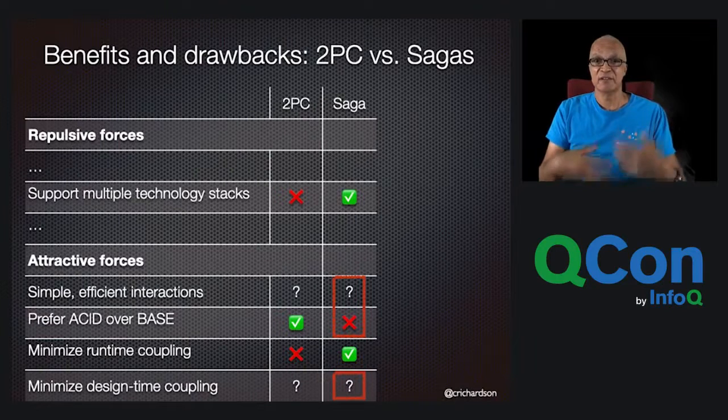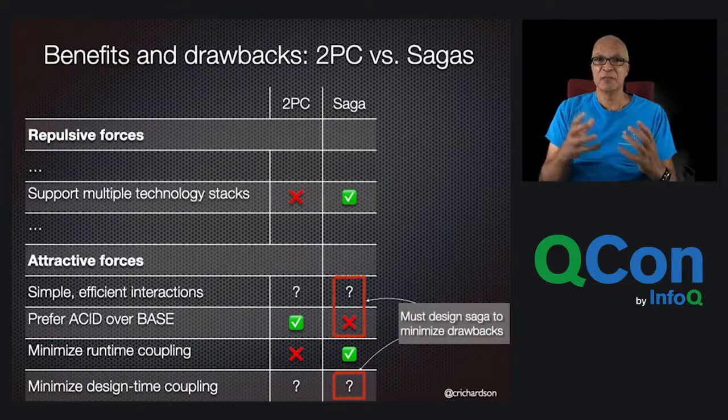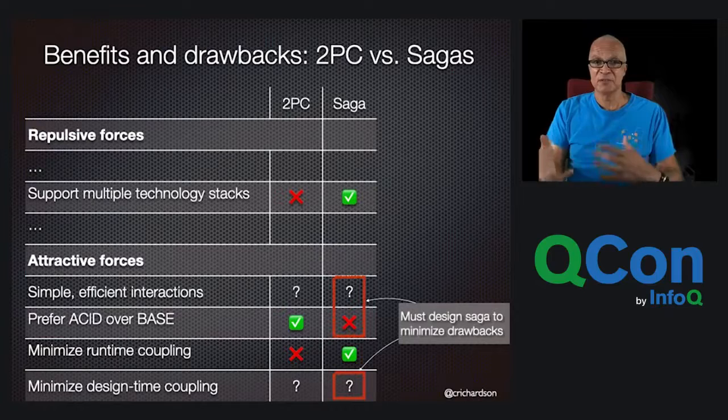However, sagas are eventually consistent, which is a more complex programming model. Interactions are potentially complex and inefficient. The participants are potentially coupled from a design time perspective. Consequently, we need to design the saga in a way that attempts to resolve the dark matter forces.